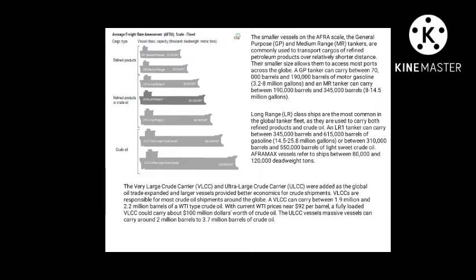MR tankers are commonly used to transport cargoes of refined petroleum products over relatively short distances only. Their smaller size allows them to access most ports across the globe. A general purpose tanker can carry between 70,000 barrels and 190,000 barrels of motor gasoline, or about 3.2 to 8 million gallons. And the medium range tanker can carry between 190,000 barrels and 345,000 barrels, or maybe 8 to 14.5 million gallons.